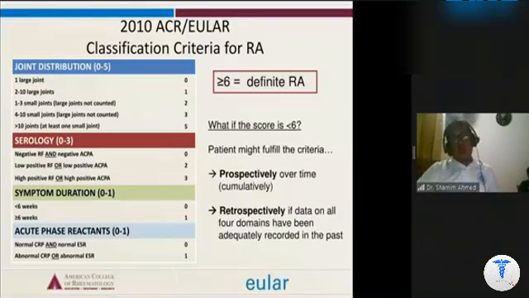Now, two important conditions of chronic polyarthritis: one is rheumatoid arthritis, another one is SLE. We can diagnose rheumatoid arthritis by the 2010 ACR/EULAR classification criteria. There are four domains: joint involvement, serology, symptom duration that is less than 6 weeks or more than 6, and acute phase reactants, that is ESR and CRP. For diagnosis of rheumatoid arthritis, if a score of 6 or more is present, then we can diagnose rheumatoid arthritis.